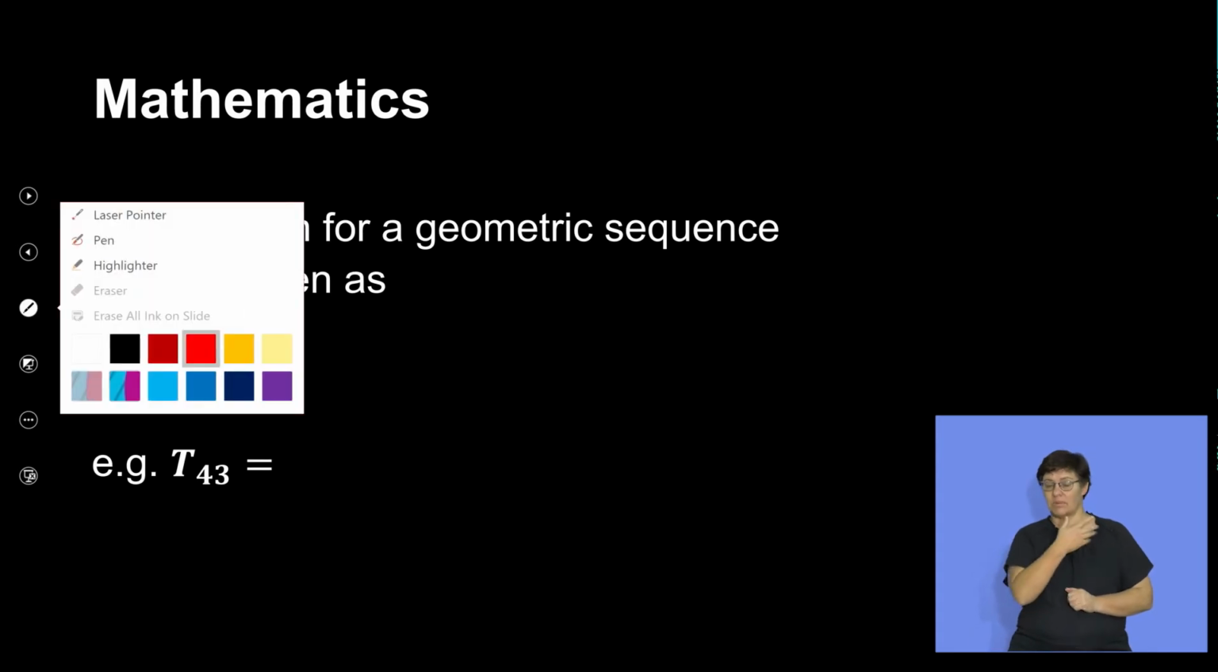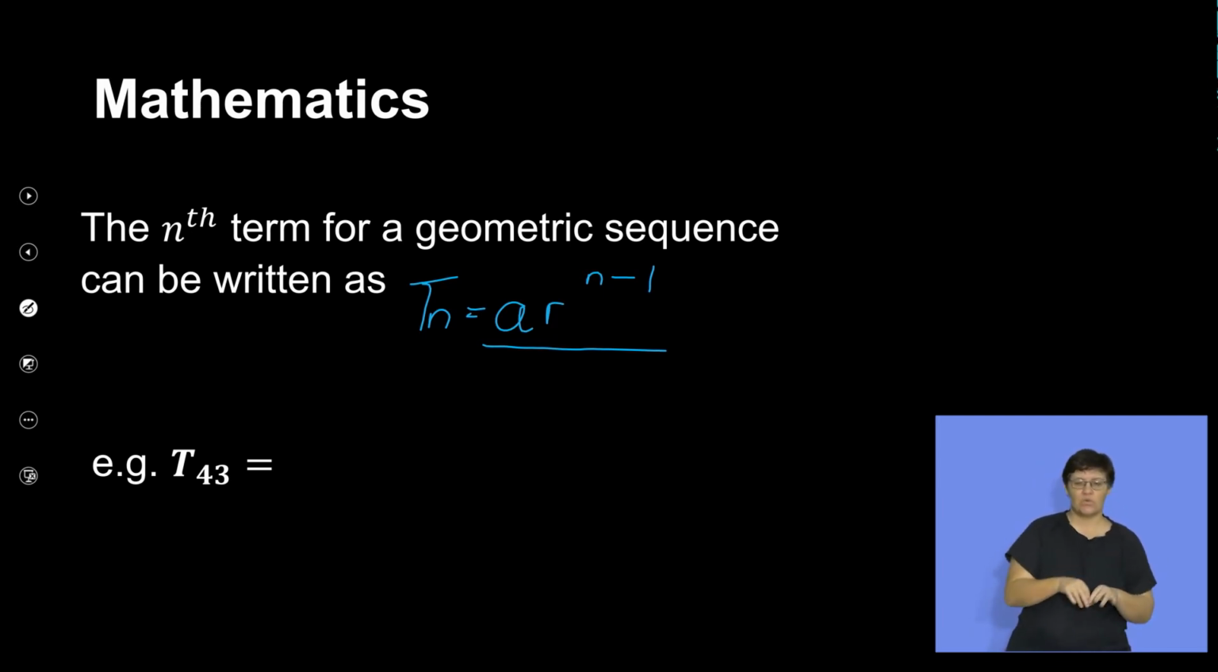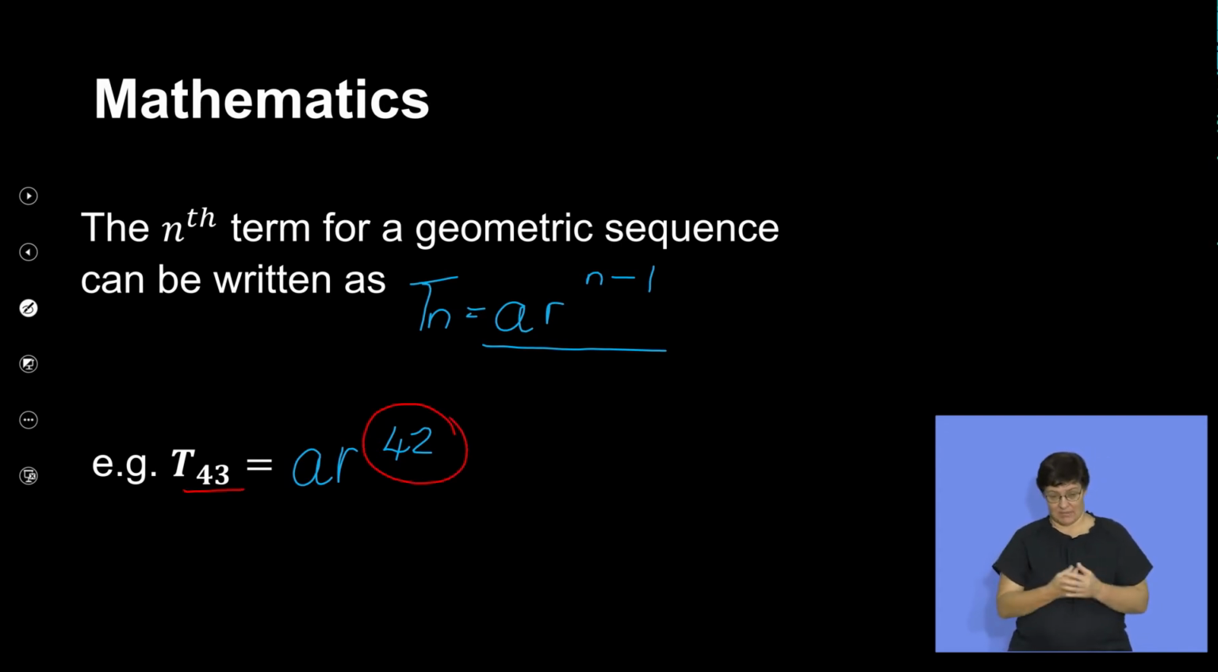So please, can everyone just remind themselves that the nth term for a geometric sequence can be written as Tn is equal to a r to the power of n minus 1. A reminder that a is the first term of a geometric sequence and r is my common ratio. My common ratio is the number or the factor that each term is multiplied by to get to the next term. So just a reminder that we can actually use this formula to write down term values in terms of a and r. So I can write term 43 as a r to the power of 42 because I always have the power being 1 less than the term number. So 42 is 1 less than 43.